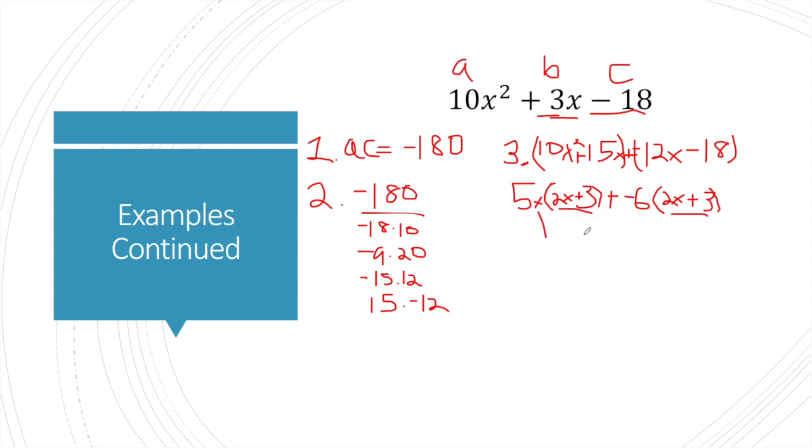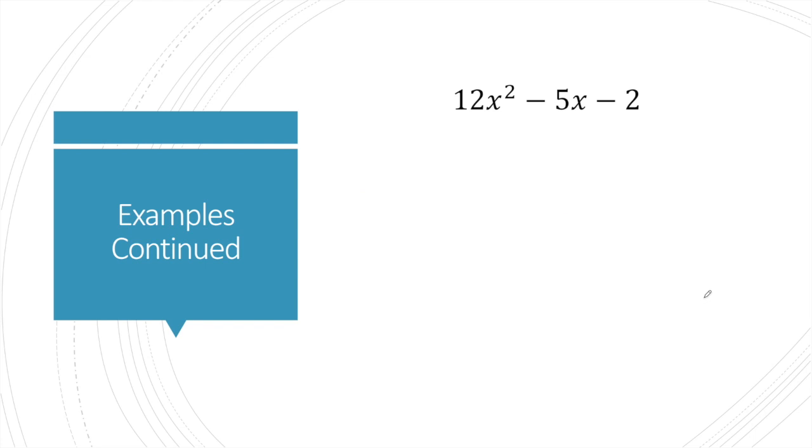So I collect my greatest common factors, and I'm left with 5x minus 6 times 2x plus 3. And if I wanted to check my answer, what I would do is I would FOIL these two binomials back out. So remember, FOIL means first, outer, inner, and then last. Let's take a look at a second example.